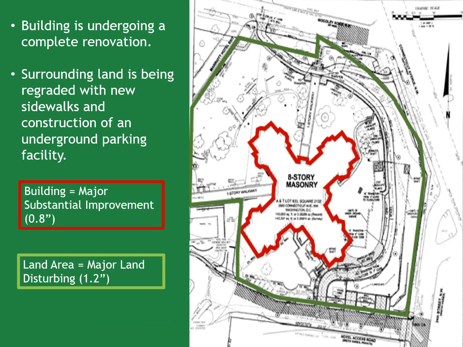Let's look at this by using an example. So this building here in the example is going to undergo a major substantial improvement. The building is outlined here in red. The outline in green is all of the area that's going to undergo major land disturbing activity.